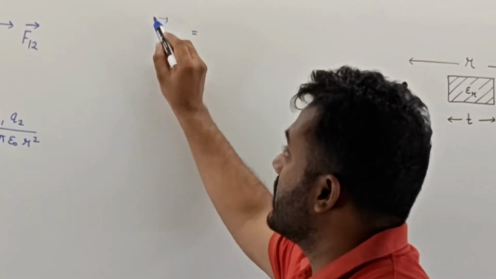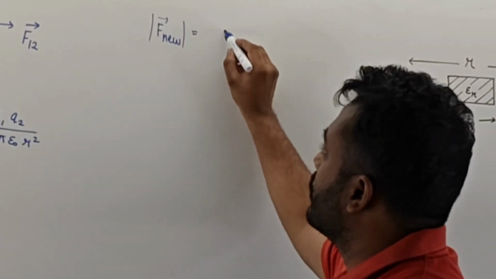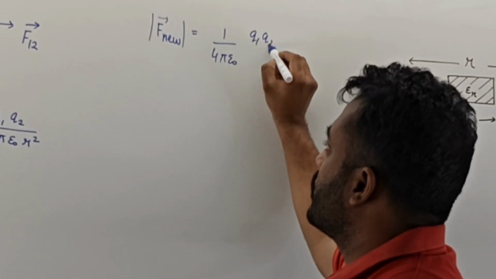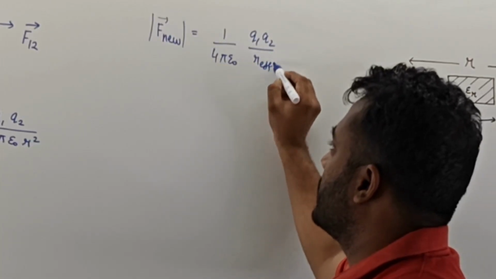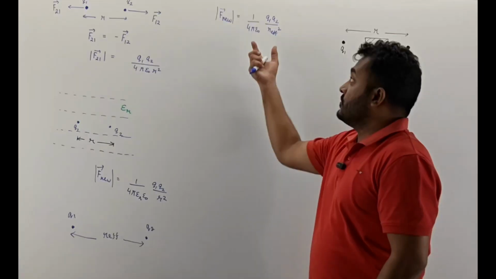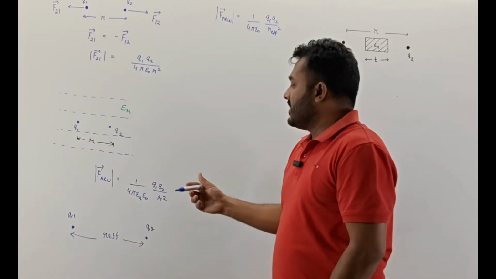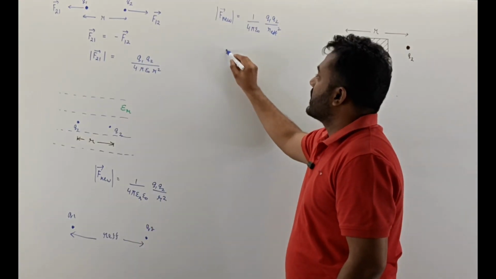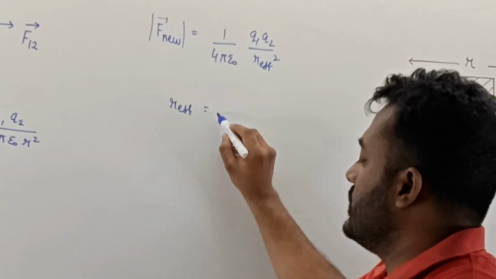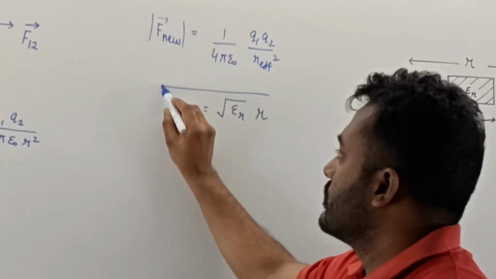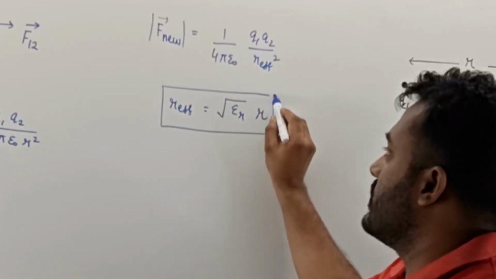then we can definitely say that F new magnitude is equal to 1 by 4 pi epsilon naught Q1 Q2 by R effective square. So if this magnitude is supposed to be equal to this value, then we can definitely say that R effective is equal to root epsilon r times r. So this is a very interesting result which we have.